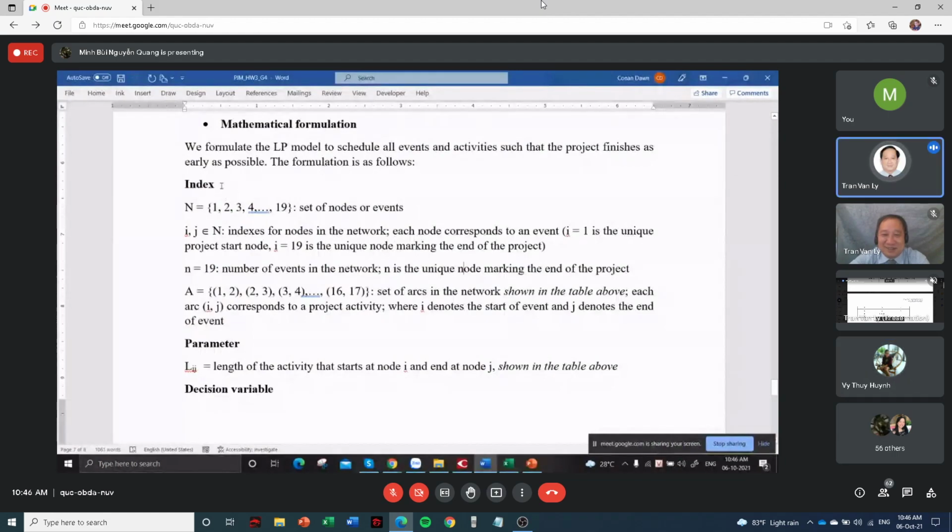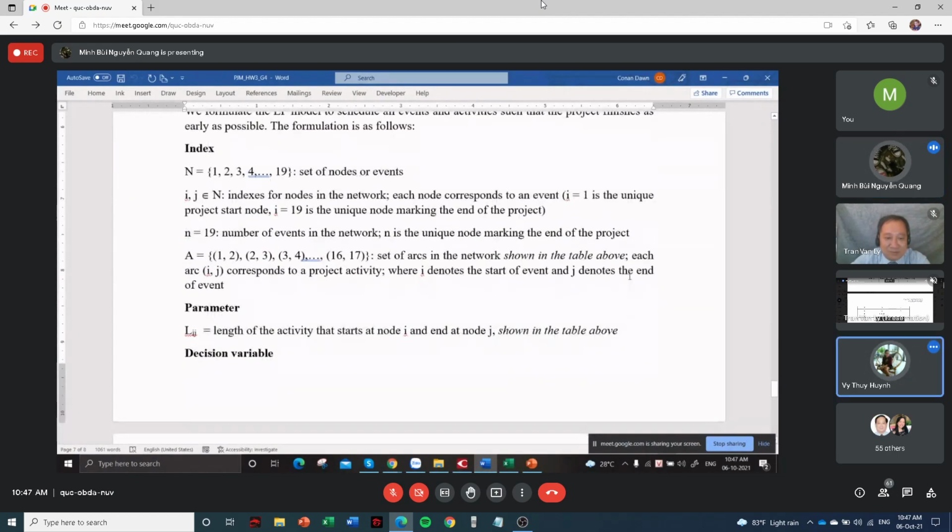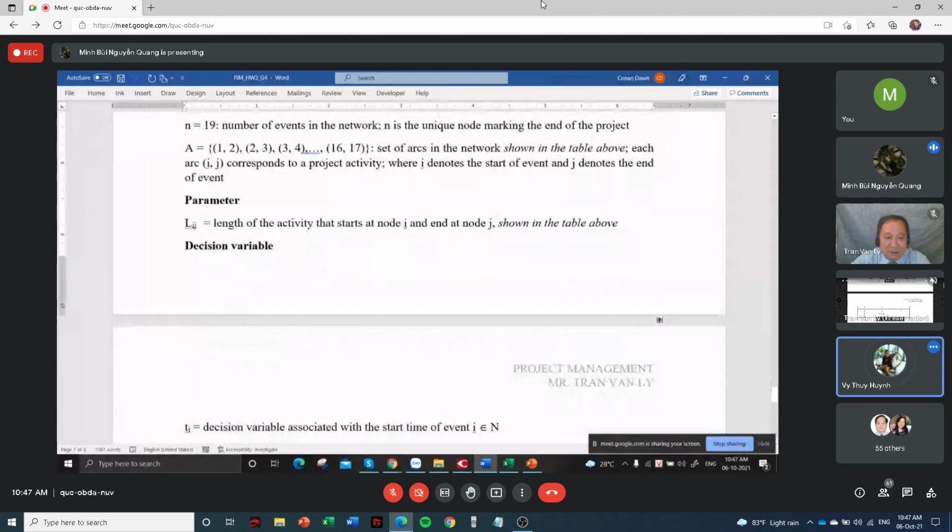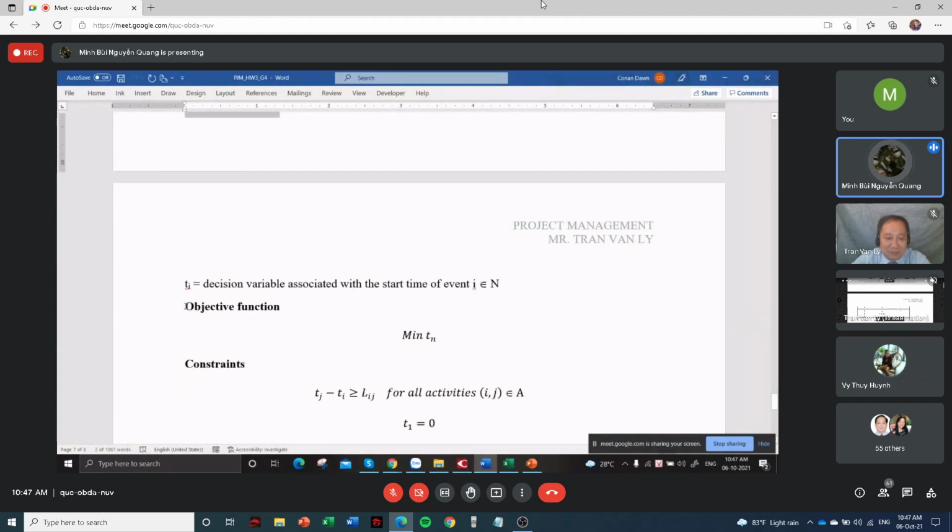Thank you very much. So, to explain a little bit: for most numerical models, we first have to identify the index, and then the parameter. The parameter here is the length of the activity. And then we have to identify the decision variable, which will change. The two main parts are the objective function and the constraints for our model.